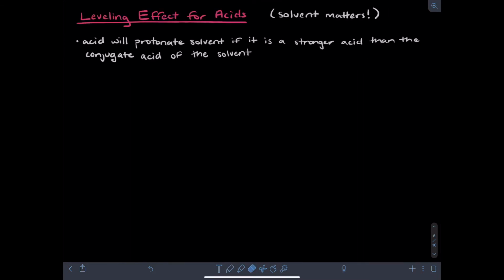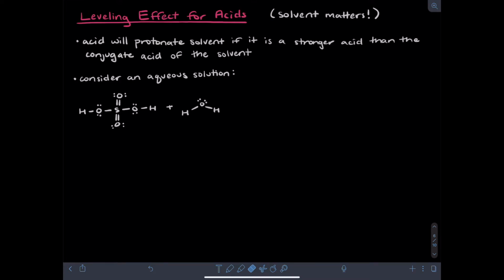I want to talk about a factor known as the leveling effects, and I'll address it for both acids and bases separately. The takeaway of the leveling effect is that your choice of solvent really matters. For an acid, the acid will protonate the solvent if the acid is a stronger acid than the conjugate acid of that solvent. So you have to think about both the acid as well as the solvent you're using it in.